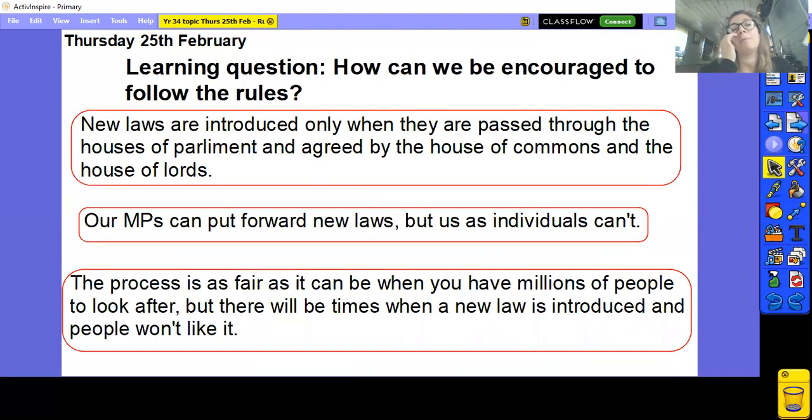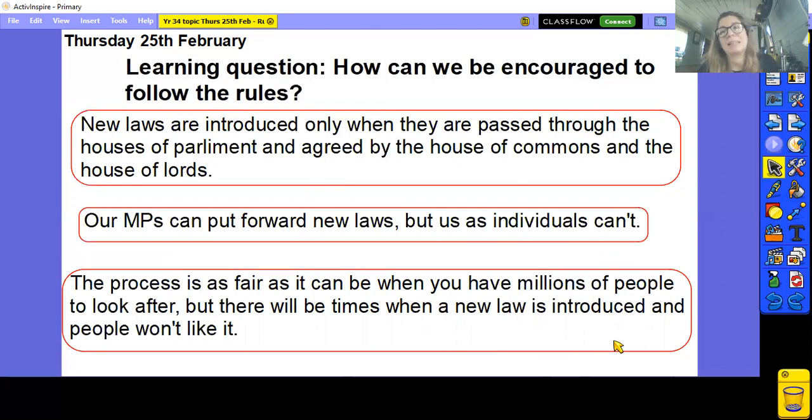So nowadays, and actually for a very long time, in fact, right back to Roman Britain, rules have been made in a similar way. New laws are introduced only when they're passed through the Houses of Parliament and agreed by two groups of people that help to run the country. So we have the House of Commons and the House of Lords. Our MPs can put forward new laws, but as individuals, we can't. So sometimes we might think a law's a bit unfair because it's come about for whatever reason, but we've not personally been involved in deciding on that law. So the process is as fair as it can be when you have millions of people to look after.